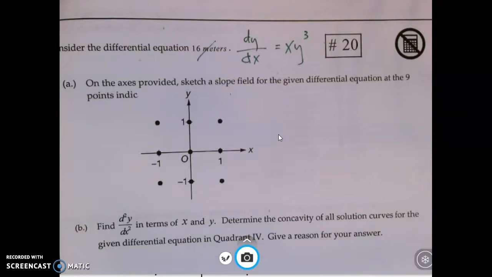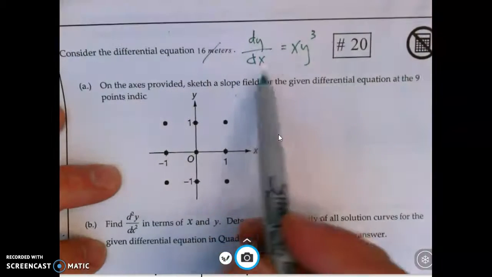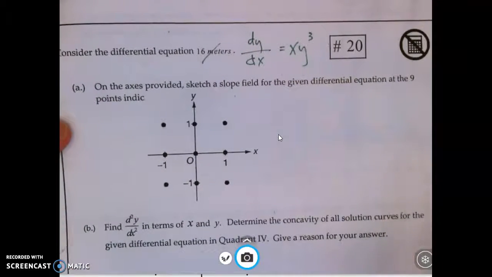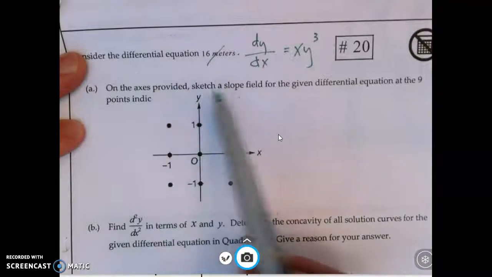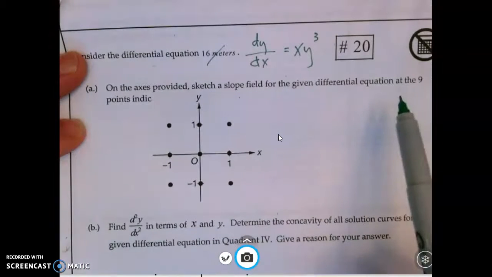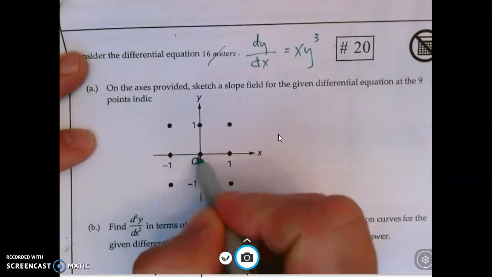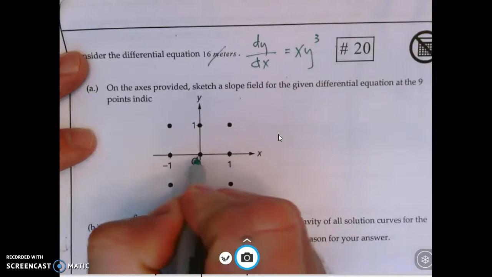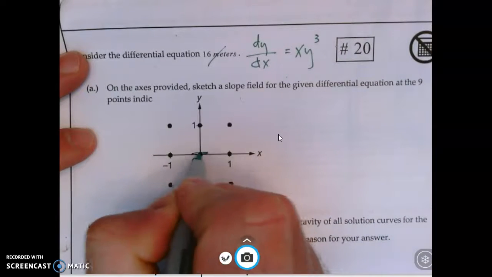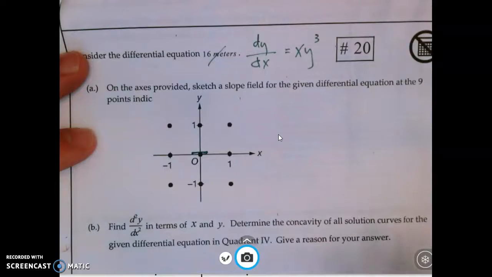Okay, Unit 7, number 20. Consider the differential equation dy/dx equals xy cubed. On the axis provided, sketch a slope field for the given differential equation at the 9 points indicated. So, first thing is, at (0, 0), we have 0, so we just make a horizontal line there.